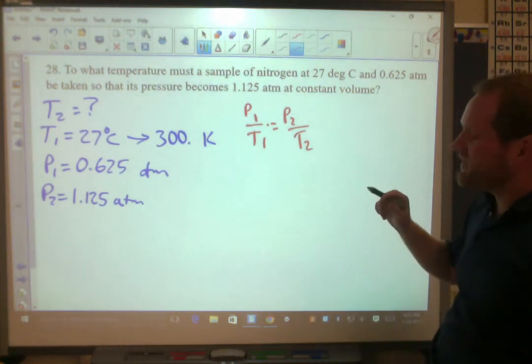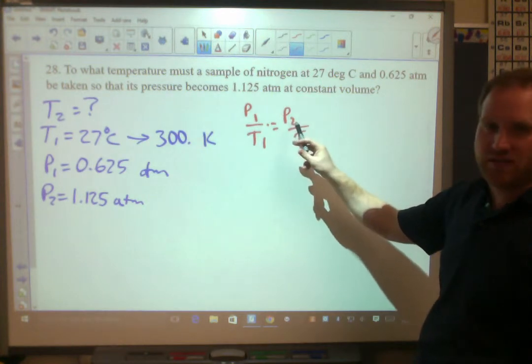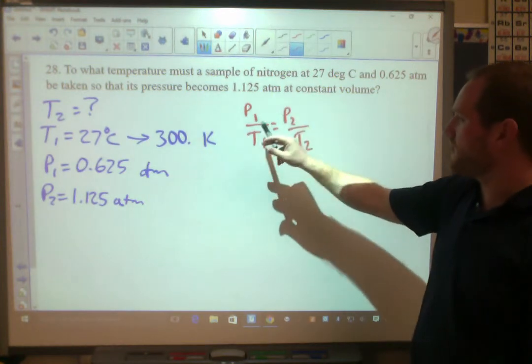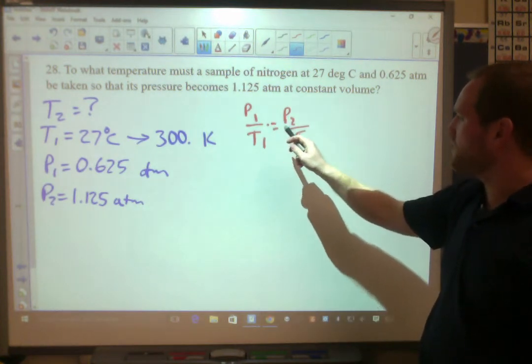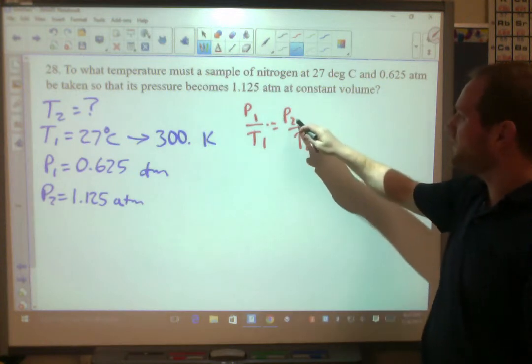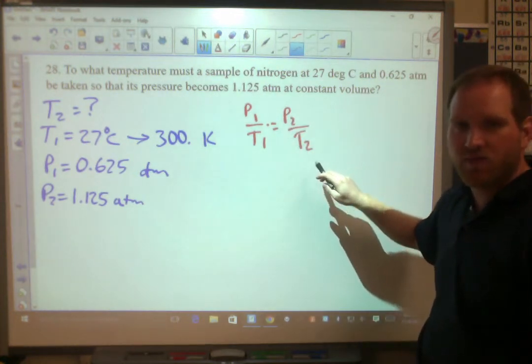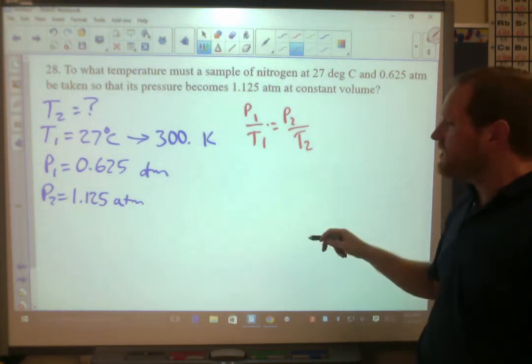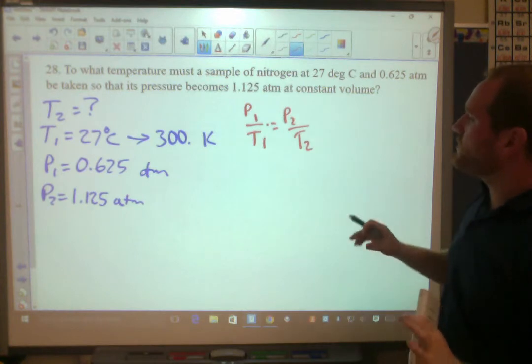Often what people would say is this: let me divide both sides by P2 to get this out of here. So P2 goes away and reappears down here. And then they say P1 over T1 P2 equals T2. But that's not correct, because technically, if you divide by P2, you're not left with T2. You're left with 1 over T2. So technically, you could just reciprocate both of those, flip them. But the best way to do it is this.